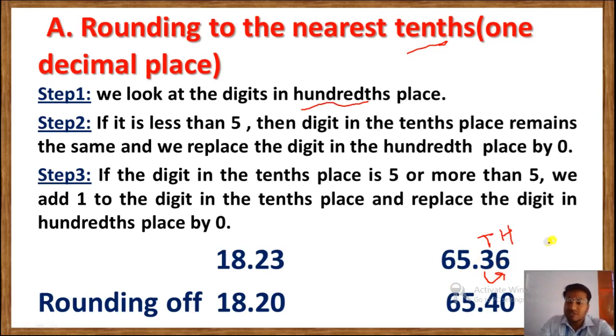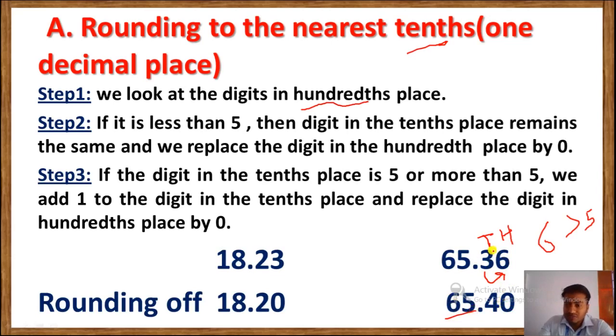Now 6 is greater than 5. Then what we have to do? We have to increase this 10th place value by 1. As you can see here, when we increase by 1, 3 plus 1, 4, and 100th place we have to replace by 0, and this side will be as it is.